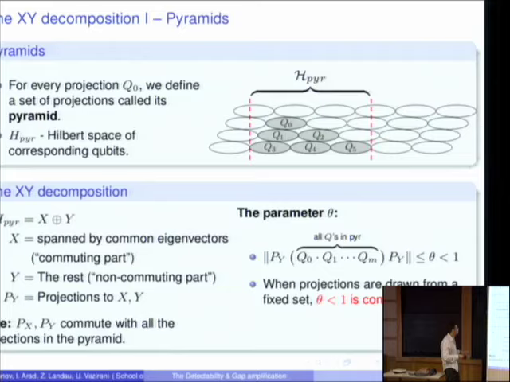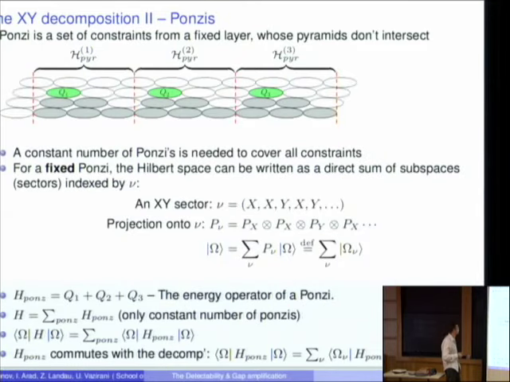Okay, so now that we have pyramids, there must be some Ponzi hiding around somewhere. So what is a Ponzi? A Ponzi is just a collection of constraints in a given layer, such that the pyramids underneath them do not intersect. So a Ponzi in this picture will be just the set of just Q1, Q2, and Q3, just the tops of the pyramids. And first of all, it is not hard to see that we can partition any layer into a constant number of Ponzis, and therefore we can partition the entire system into a constant number of Ponzis.